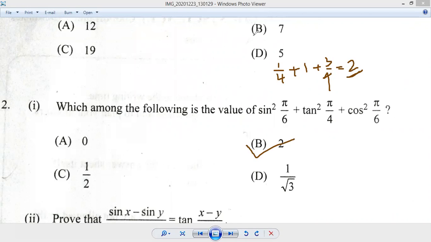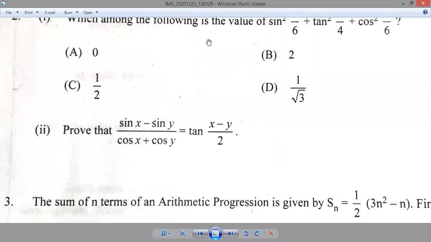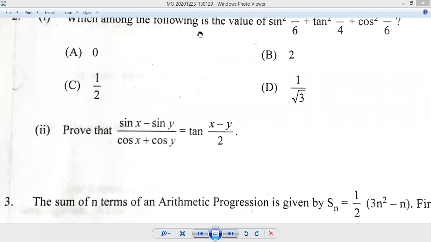Okay, now let's move on to the next question. So the second part of the second question. Here we have to prove this relation. In the numerator we have sine x minus sine y. In the denominator we have cos x plus cos y. So we can use the standard formula. Sine c minus sine d is, sorry, it is 2 cos x plus y by 2 into sine x minus y by 2, right?